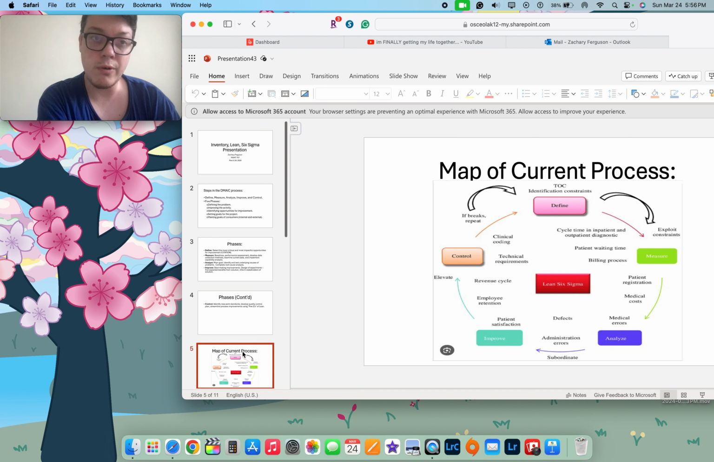We look at the revenue cycle of the organization. Without revenue cycle, if there's low revenue, then you can't hire employees or you lay people off, so that affects the organization. Then we do evaluate to control, technical requirements, computers and stuff like that. Then we go from control to define again. And then we try to break, we try to complete it. If it breaks, then we do the cycle all over again, but then we do the clinical coding, and then we go back to define again.